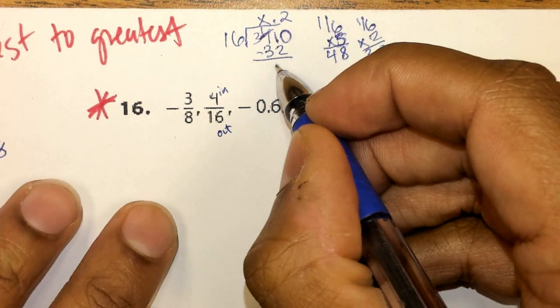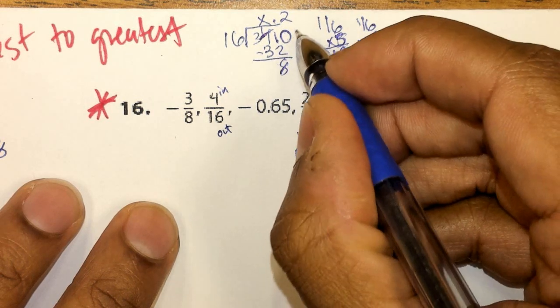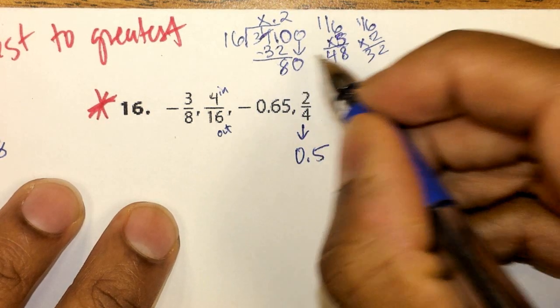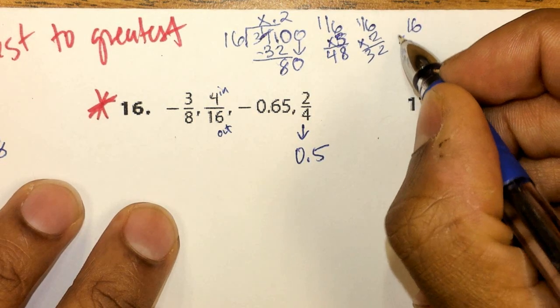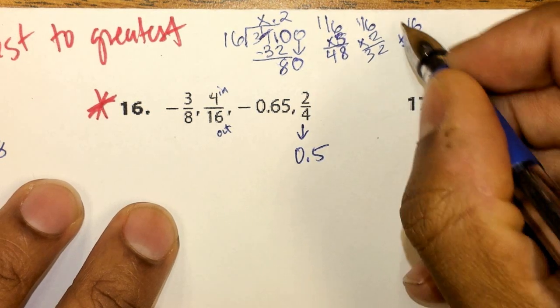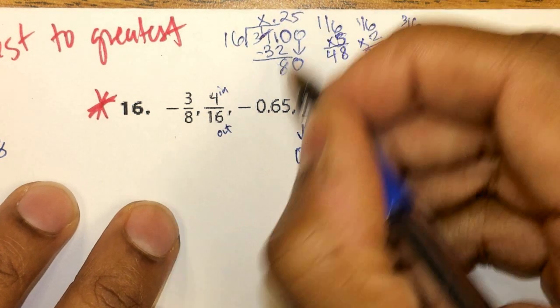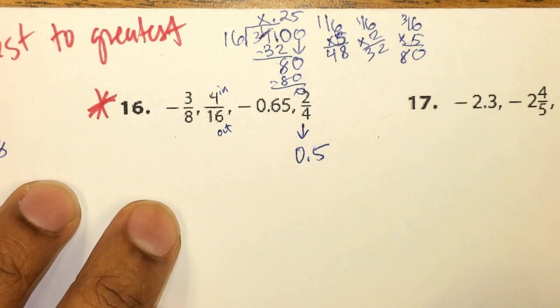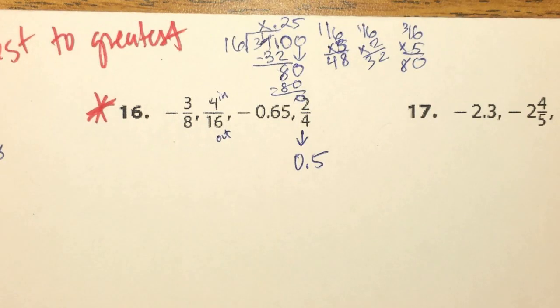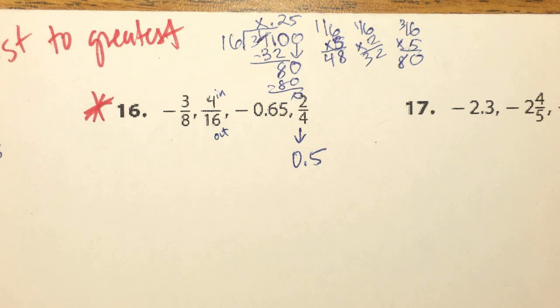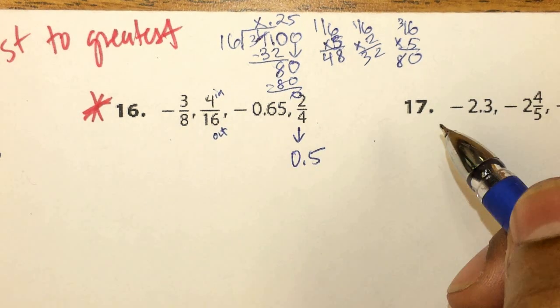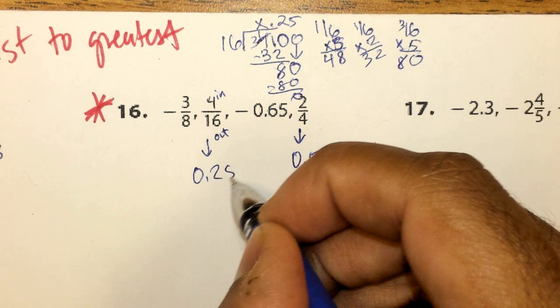40 minus 32 gives me 8. Bring down a 0. 16 goes into 80. Let's try 5 now. There we go. Now the reason I'm going a little bit quickly is because this is already things that you're just checking. You're only checking to see where your problems are, your work, how it went, things like that. So this is 0 and 25 hundredths.